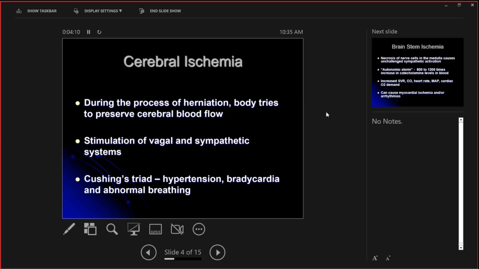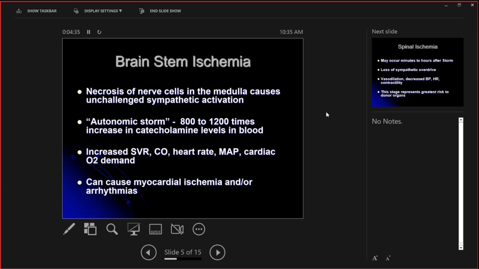During the process of herniation, the body is designed to try to preserve cerebral blood flow above all else. It does this by stimulating the vagal and the sympathetic systems. The ultimate decompensation is Cushing's triad, which is when you start to have active herniation, you get hypertensive, bradycardic, and you have an abnormal breathing pattern, and then you go on to have decompensation and arrest.